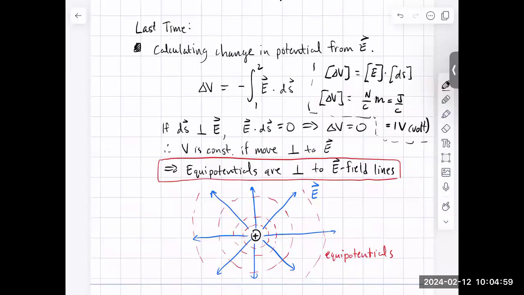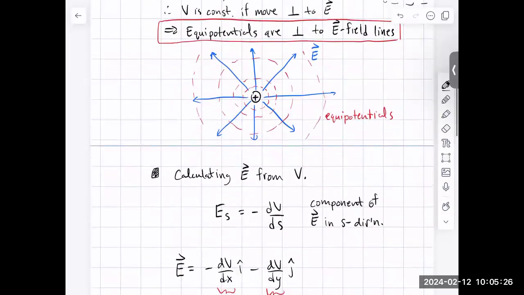If you wanted to have your equipotentials spaced so that the change in potential, delta V, was the same from each equipotential line to the other, they have to get further and further apart as you move away from the charge. And that's because the electric field's getting weaker. So the integral of E dot ds, if you have a smaller electric field, you have to take a bigger step, a bigger displacement to maintain a constant change in potential.